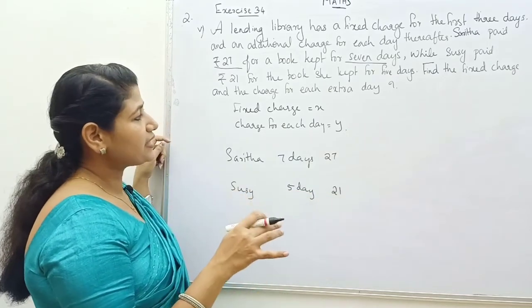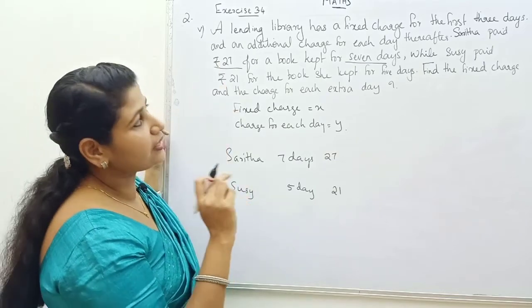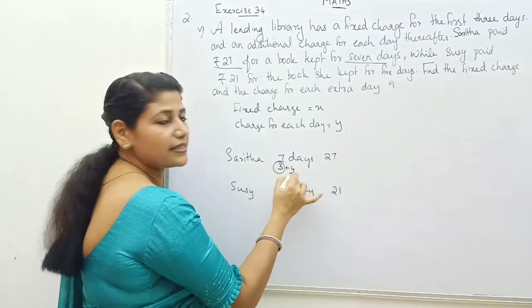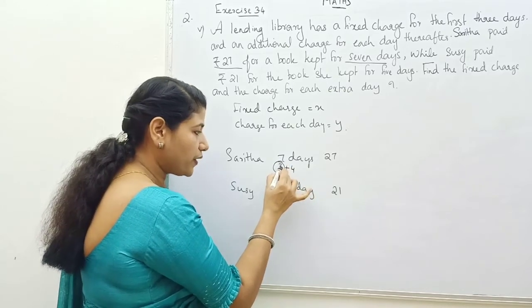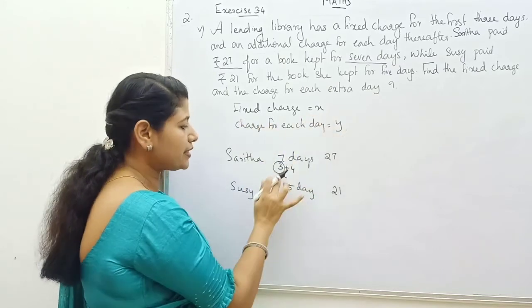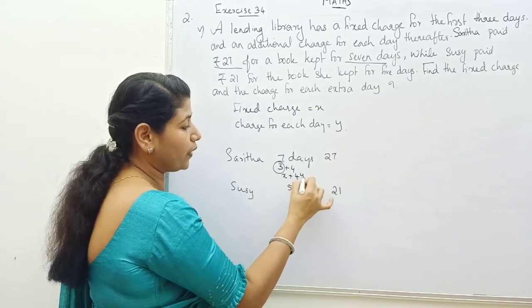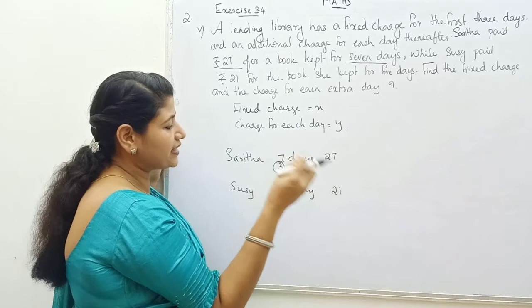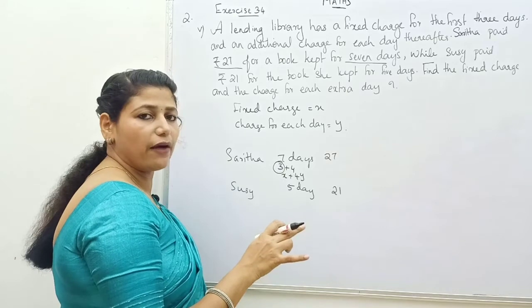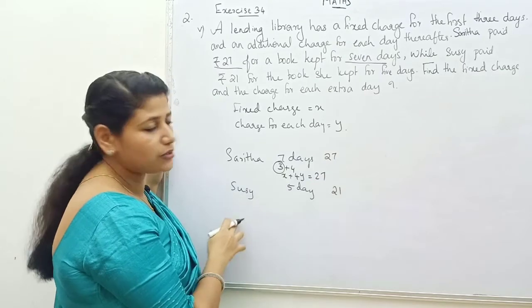If your fixed charge is x for 3 days, the fixed charge for the first 3 days is fixed. So 7 days means 3 plus 4. This is the fixed part and this is the extra days. For the first 3 days she paid x rupees. We don't know how much she paid, it is x rupees. And for the next 4 days she has to pay 4y. For each extra day, you have to pay y rupees. If she took 4 more days, she has to pay 4y. So x plus 4y equal to 27, and the total amount is 27.